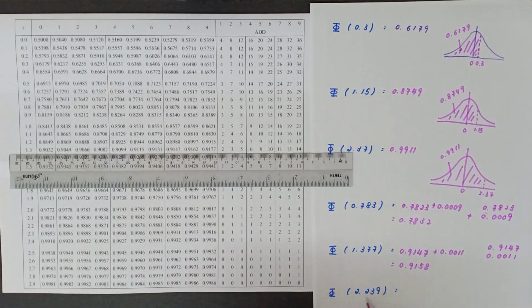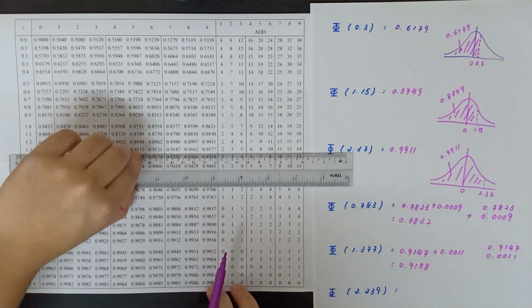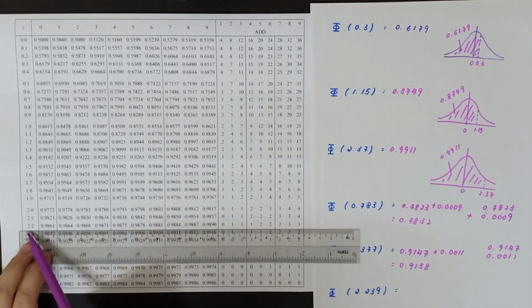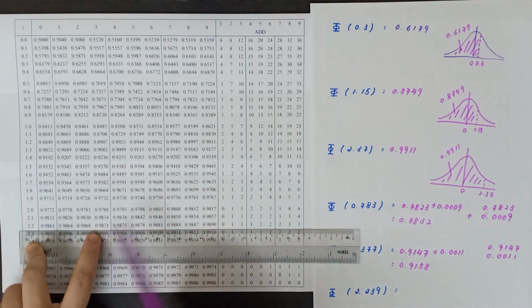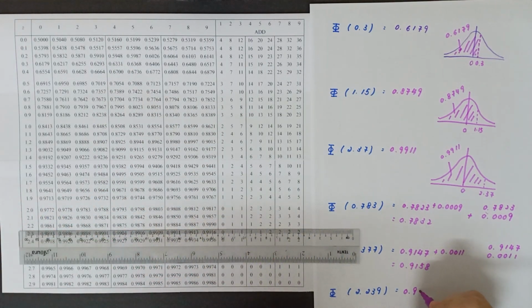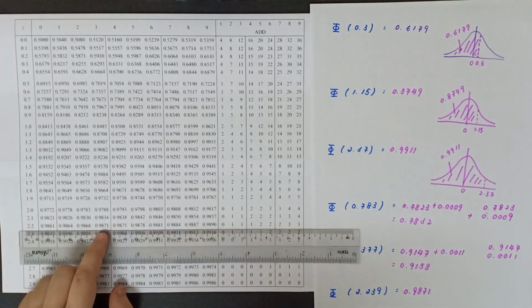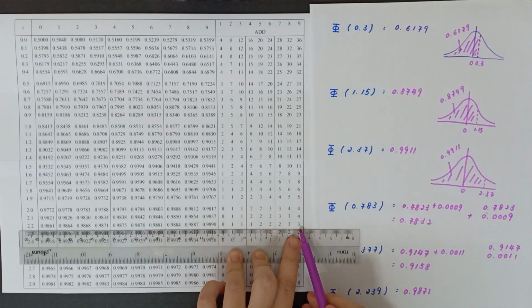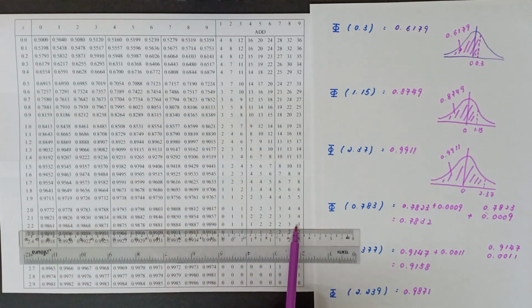Okay, the last one we do together, 2.239. So look at 2.2 first and 3. So you get the number 0.9871. Okay, 2, 3. Then after that, what's the last number? 9. So you look at this 9, it brings you to 3. You are still looking at the same row, okay? So the 3 here. So what does that mean by 3? 0.0003. And you try to add up together, then you get 0.9874. Okay?